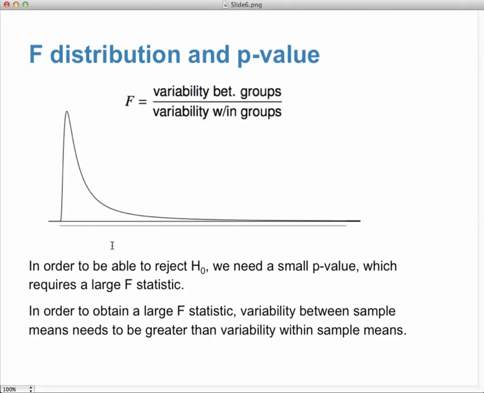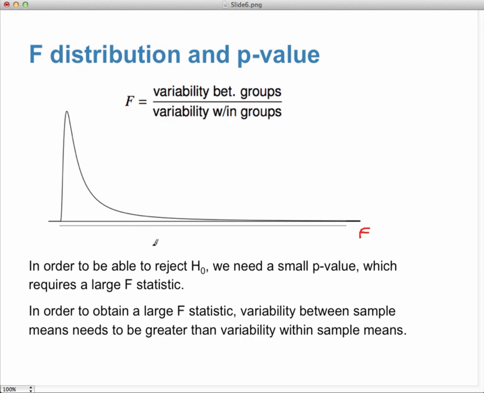Now, a little bit about the F distribution, or the F statistic, and the corresponding p-value. The F distribution is a right-skewed distribution. That means it always has a long tail going off to the right, and the majority of the mass will be over here on the left.